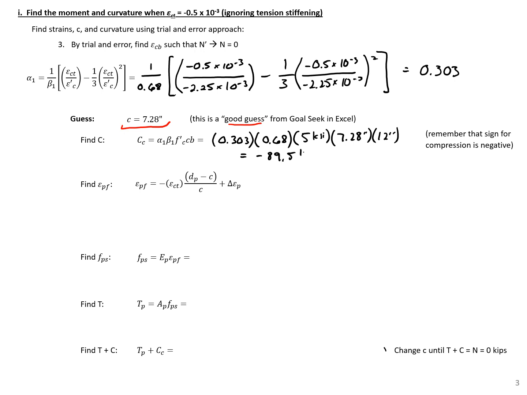Negative 89.5 kips. Next, we need to find the strain in our pre-stressing at the level of the pre-stressing. So we'll just use similar triangles and add in our locked-in strain differential here. So we'll get this strain to be equal to negative our top fiber strain times dp, 20 inches, minus our C, 7.28, divided by 7.28.